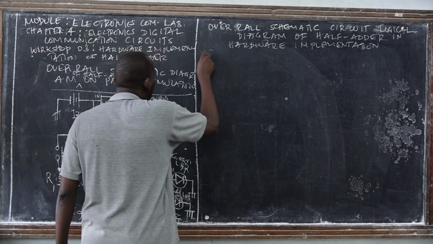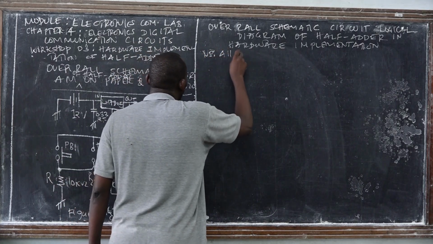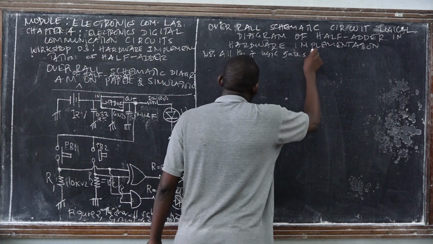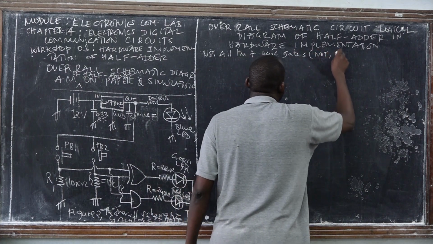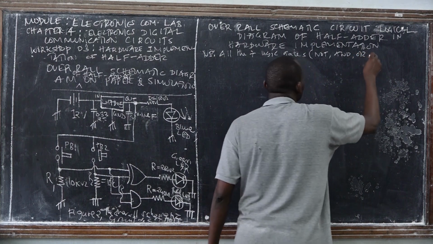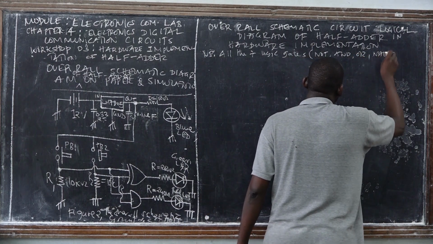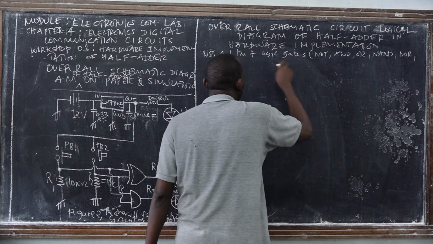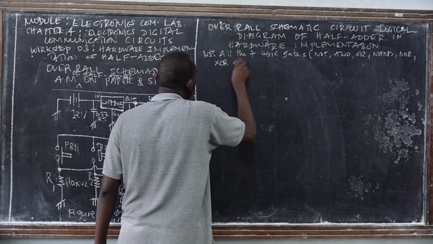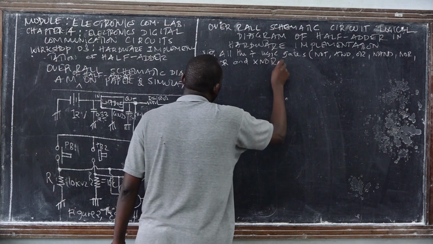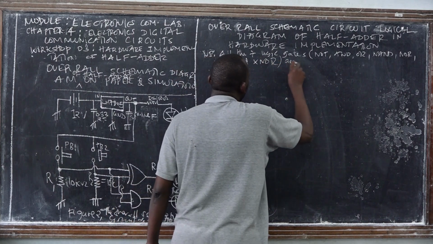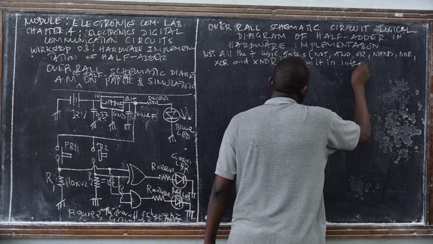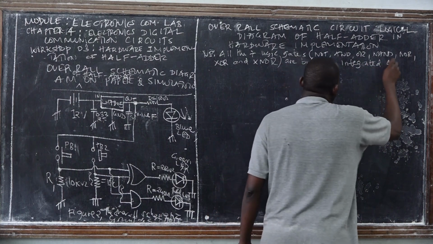So this is the one point that you have to note. All the 7 logic gates: NOT gate, AND gate, OR gate, NAND gate, NOR gate, exclusive OR gate, and the exclusive NOR gate. All of them are built in integrated circuits.